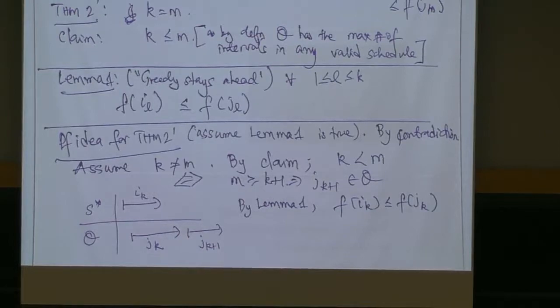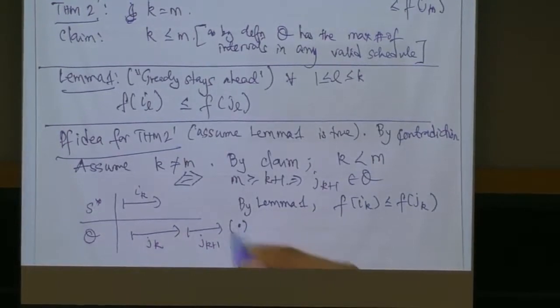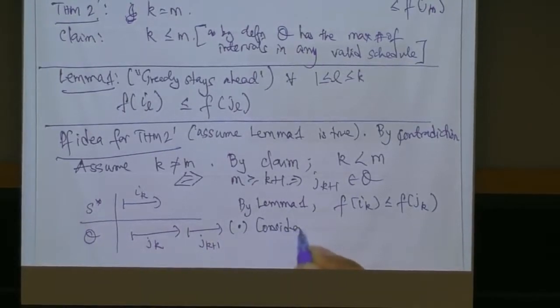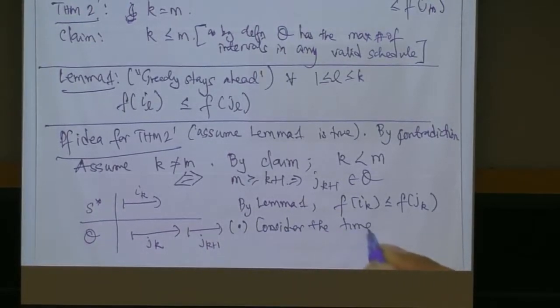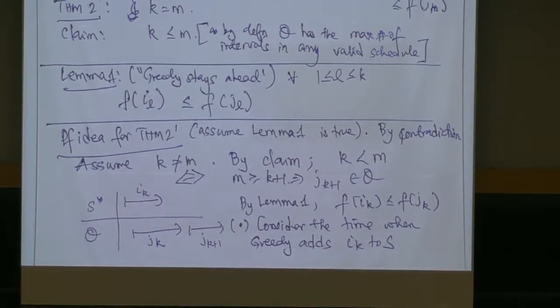And so now what we want to think about is, consider the case when the algorithm is done adding the kth guy. This is the greedy algorithm. Consider the time when greedy adds i_k to S. If we look at this situation, j_{k+1} does not conflict with i_k. And indeed, it will not conflict with anything that comes before i_k either.